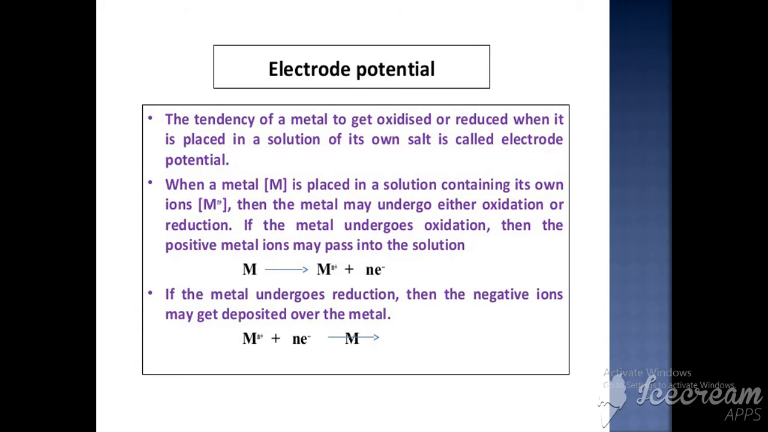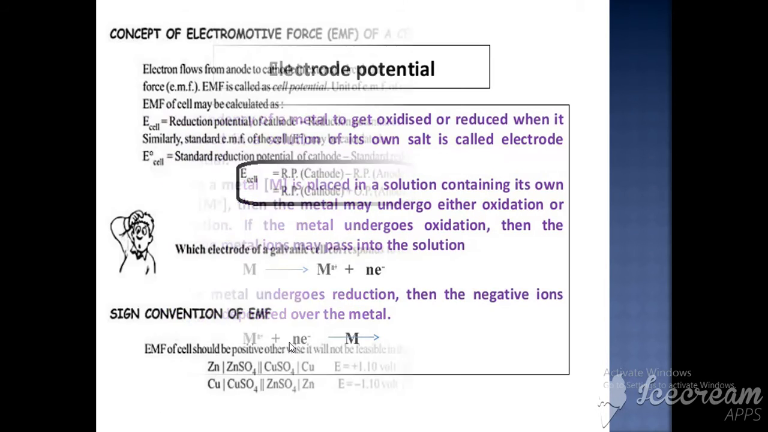When a metal M is placed in a solution containing its own ion M+, then the metal may undergo either oxidation or reduction. If it undergoes oxidation, then there will be a loss of electrons, and if it undergoes reduction, then there will be a gain of electrons.